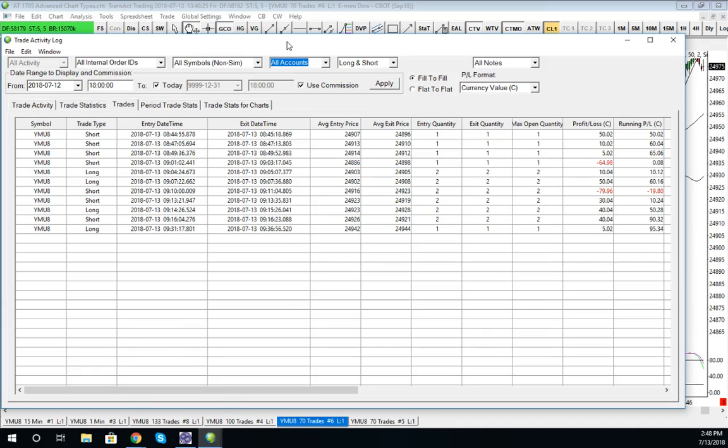Let's look at some trades from earlier today. These are simulator or demo trades, even though this trade activity log from Infinity Futures says non-sim. These are actually simulator trades. So we ended with a profit of $95 after 11 trades. Let's take a look at some details.